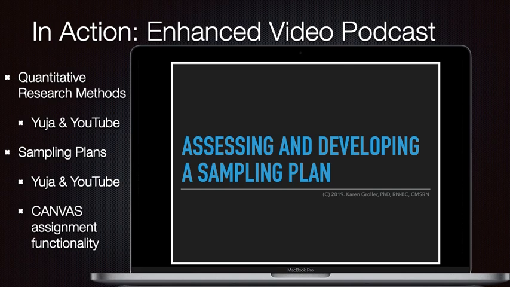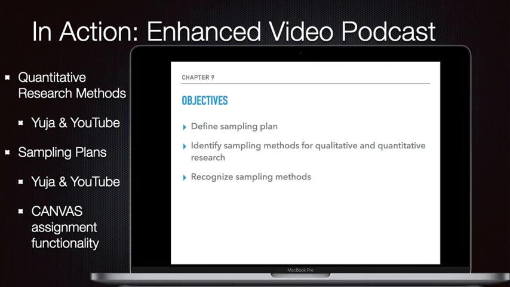This lecture is going to be about sampling and assessing and developing a sampling plan for a research study. Our objectives today are to talk about what is a sampling plan, identify sampling methods for qualitative and quantitative research, and recognize sampling methods that are used for these design methods.